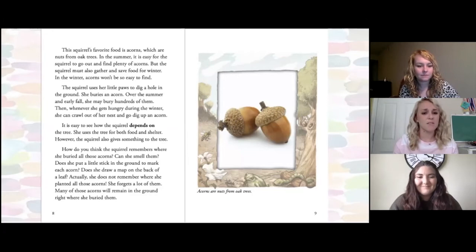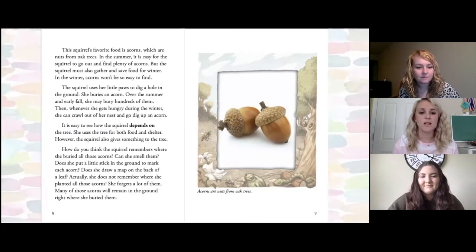Actually, she does not remember where she planted all those acorns. She forgets a lot of them. Many of those acorns will remain in the ground right where she buried them. Let's read the caption. Acorns are nuts from oak trees.